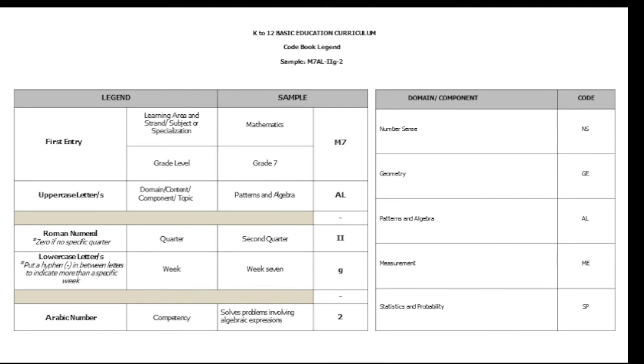Now, just a walkthrough example. This is the code, M7AL2G2. M7 is Mathematics grade 7, AL is the lesson, patterns and algebra, 2 the numerical is the second quarter, G is 7, week 7, and 2 is the Arabic number.